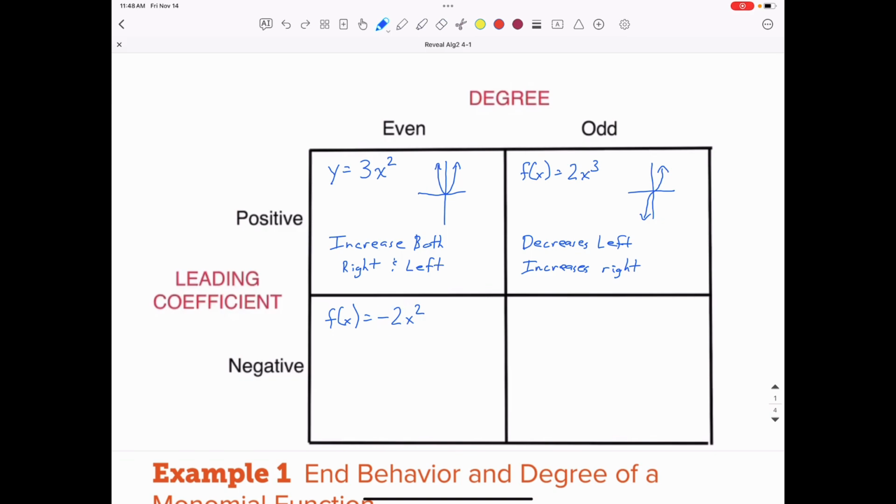So that is a negative leading coefficient, so the leading coefficient is right there and it's negative, and the degree is even. That means the exponent is even, and we know from the previous chapter that that graph would look something like this. It is an upside down parabola, and being an upside down parabola, it is decreasing both left and right. So decreases both left and right.